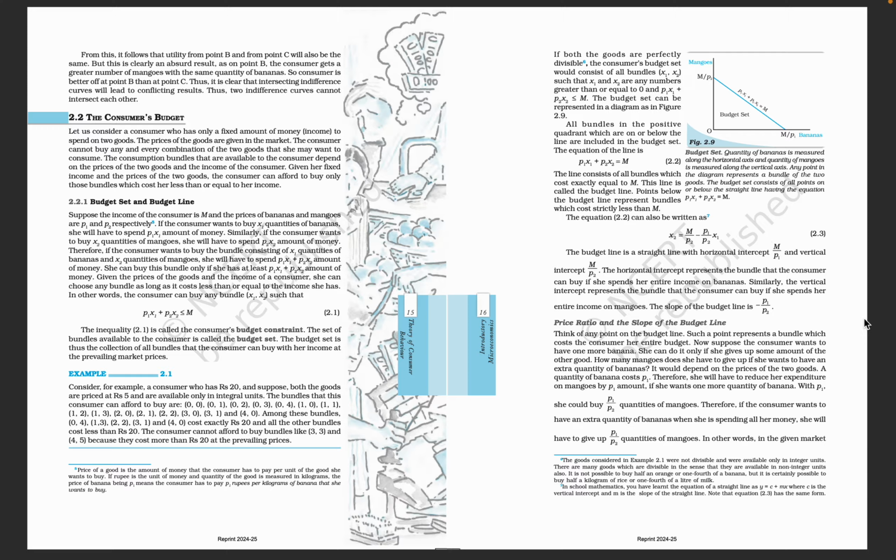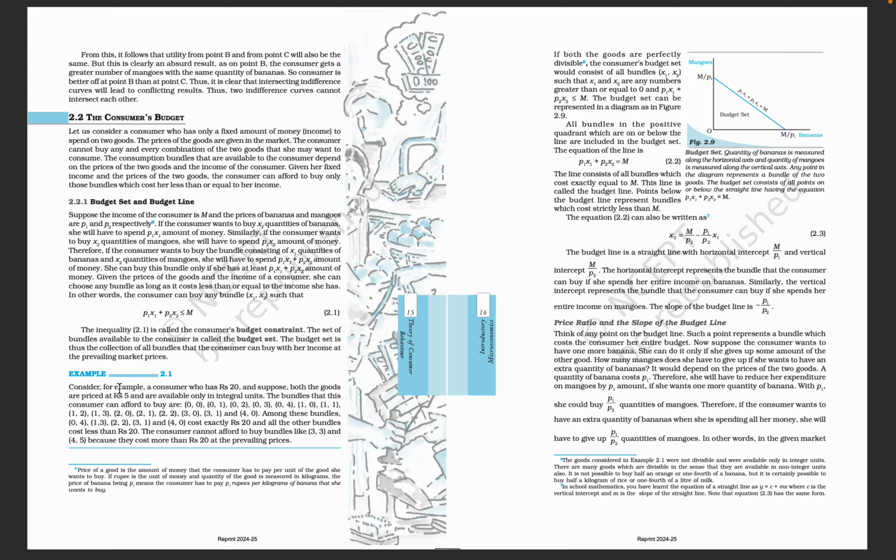If both the goods are perfectly divisible, the consumer's budget set would consist of all the bundles (X1, X2) such that X1 and X2 are any numbers greater than or equal to 0, and P1X1 plus P2X2 is less than or equal to M. The budget set can be represented in a diagram as in Figure 2.9. All bundles in the positive quadrant which are on or below the line are included in the budget set.